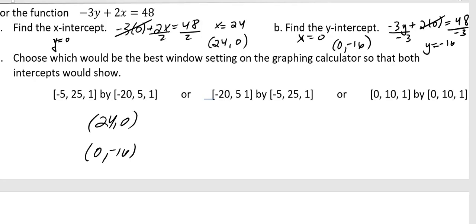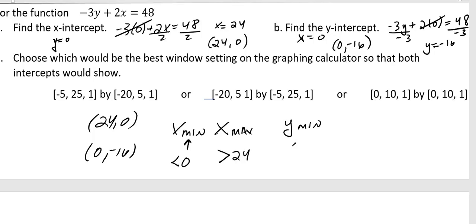And I'd say, what is the smallest x that I need? Well, it needs to be smaller than, and I would look at my x coordinates. I have a 24 and a 0. So it has to be less than 0, okay? And what is my biggest x coordinate? Well, it's 24. So it needs to be greater than 24. Okay? Let's check out my y. My smallest y is negative 16, so I need to be less than negative 16. And my largest y is 0, so it needs to be greater than 0.